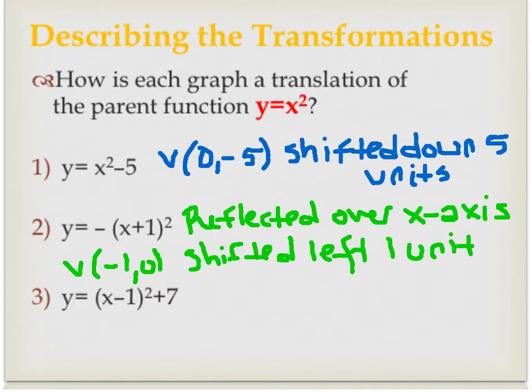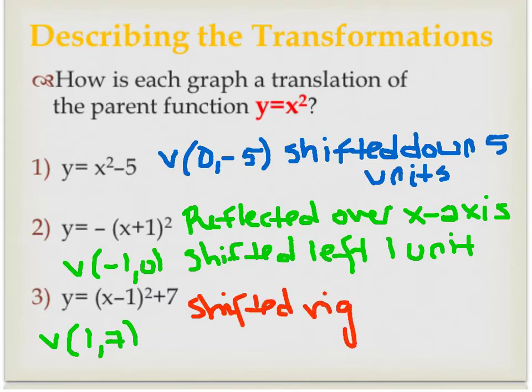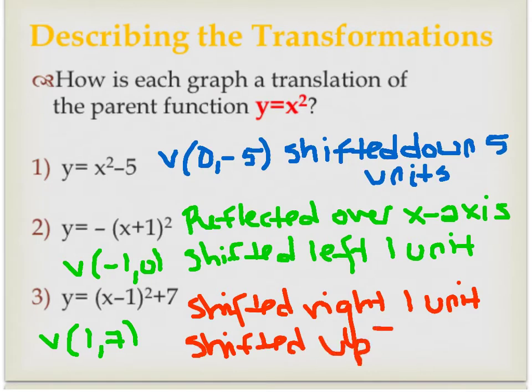2 things happen. All right, number 3, where's my vertex sitting? Well, my vertex is at 1, positive 7. Which means that my guy here went to the right 1 and up 7. So he shifted right 1 unit, and he went up 7 units. So 2 transformations there also.